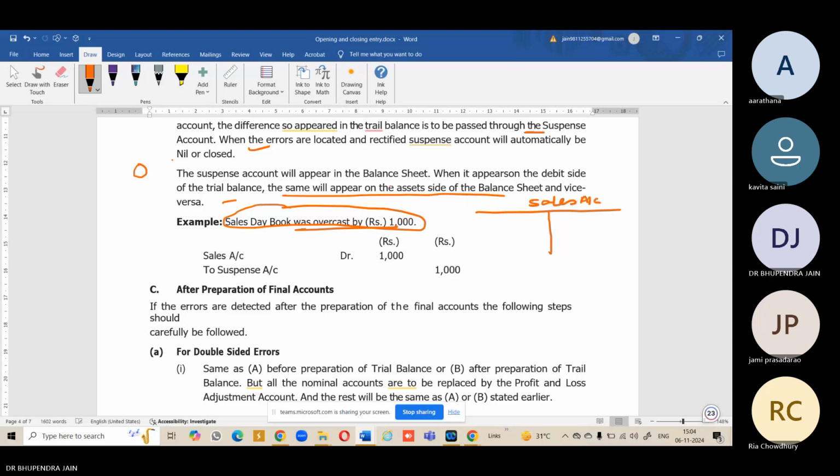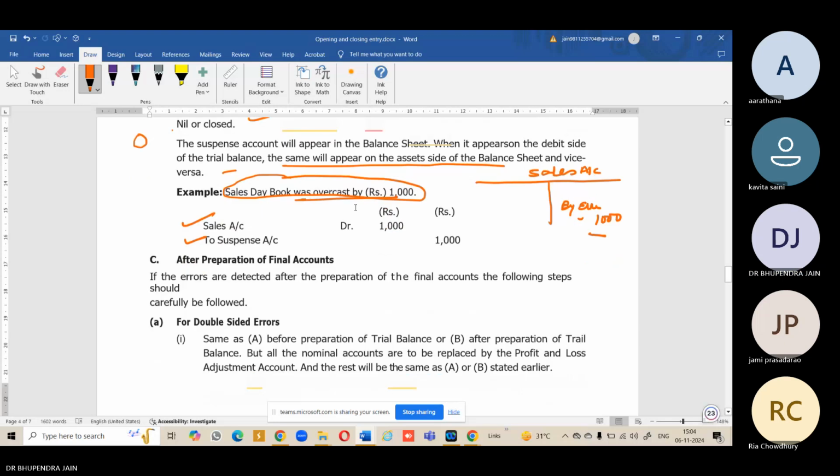Sales account overcast. That means we have increased the sales by error. Wrong posting worth ₹1,000. But if such type of error is found after preparation of trial balance, then we will transfer it to the suspense account. So the entry will be sales account debit to suspense account. These are the two types of method.